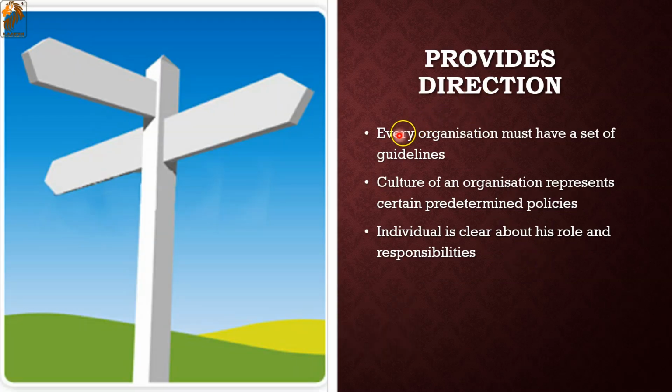Next one is provides direction. True, every organization has a set of guidelines, so it gives them a good kind of direction. So the organizational structure will provide direction to them. Let's say in the health sector, any hospital, they have a common goal to give people a healthy life. So it gives one kind of direction to them, right? So it provides direction to the organization.